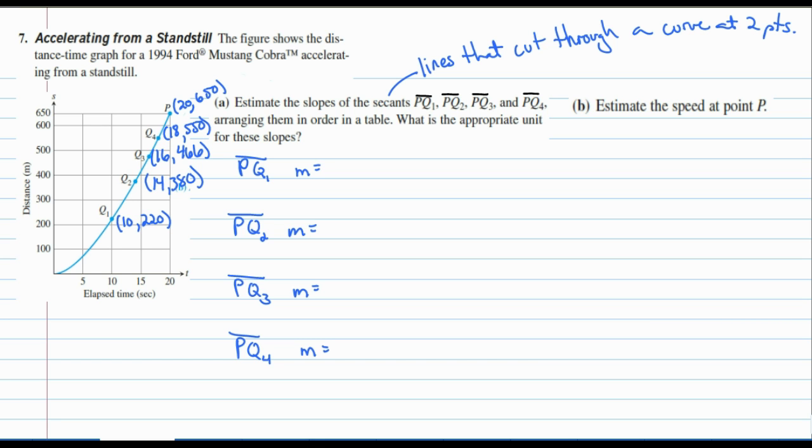The figure shows the distance-time graph for a 1994 Ford Mustang Cobra accelerating from a standstill.